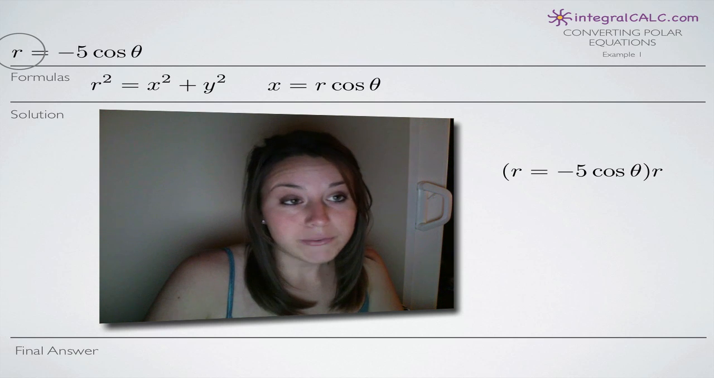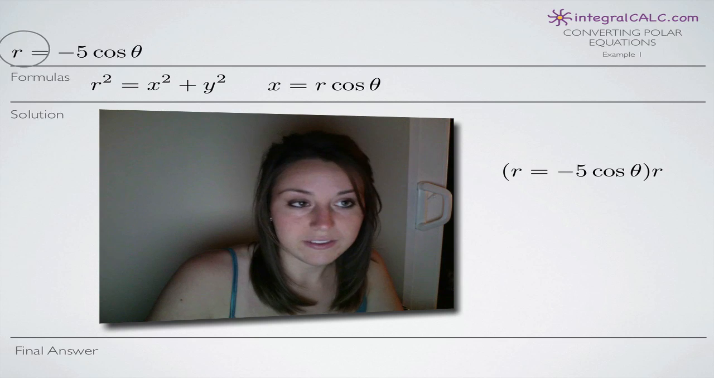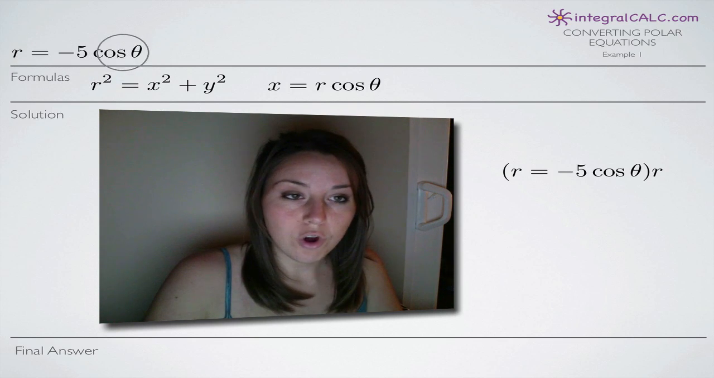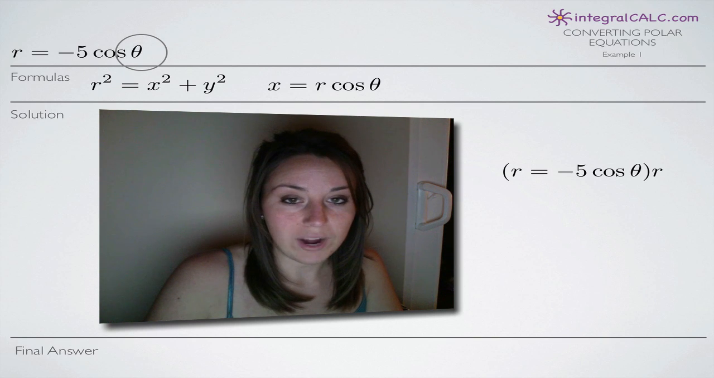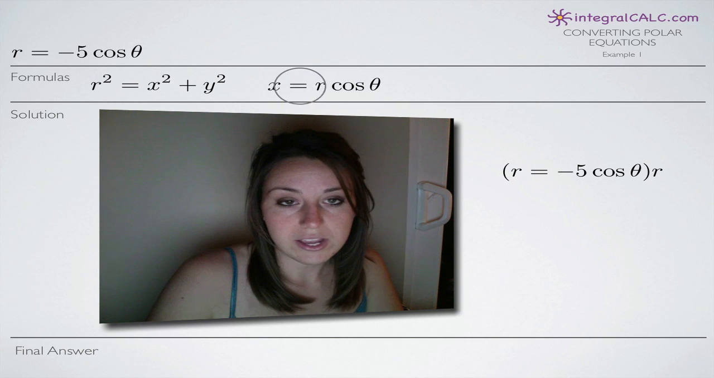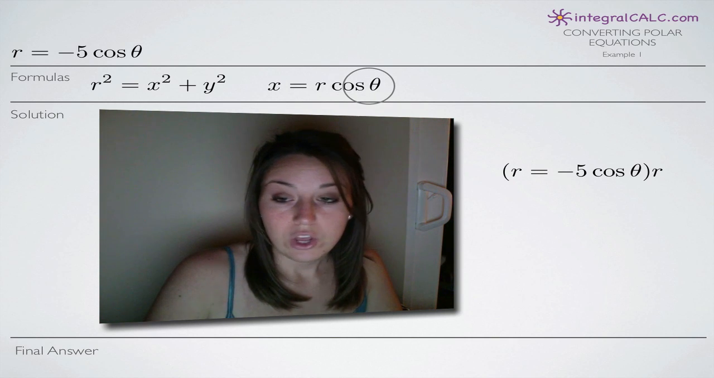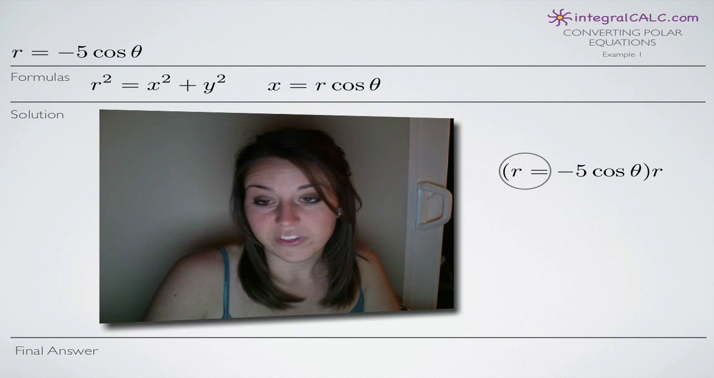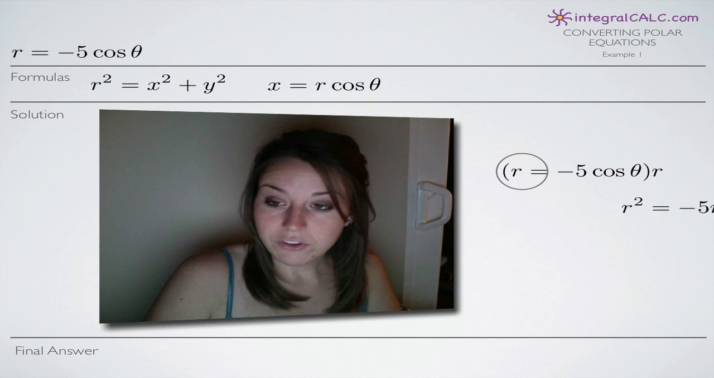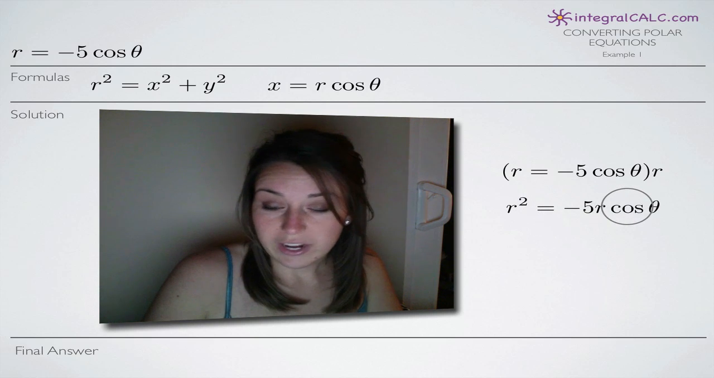We could accomplish the same thing by squaring both sides, because if we squared both sides, we'd still get r squared and we'd be able to use this formula here. But we'd end up with cosine squared of theta on the right-hand side, and then we wouldn't be able to use this equation here, x equals r cosine of theta, because we'd end up with cosine squared, which is why instead we want to multiply both sides by r. So when we do that, we'll get r squared equals -5r cosine of theta.